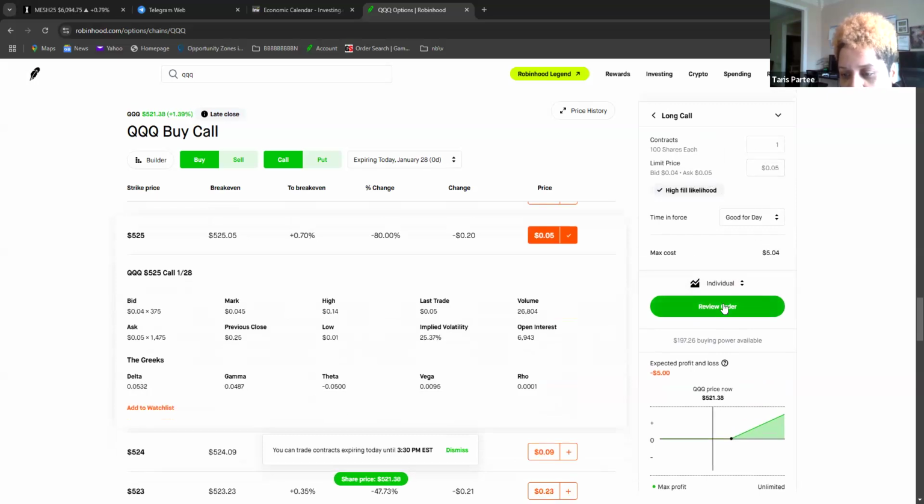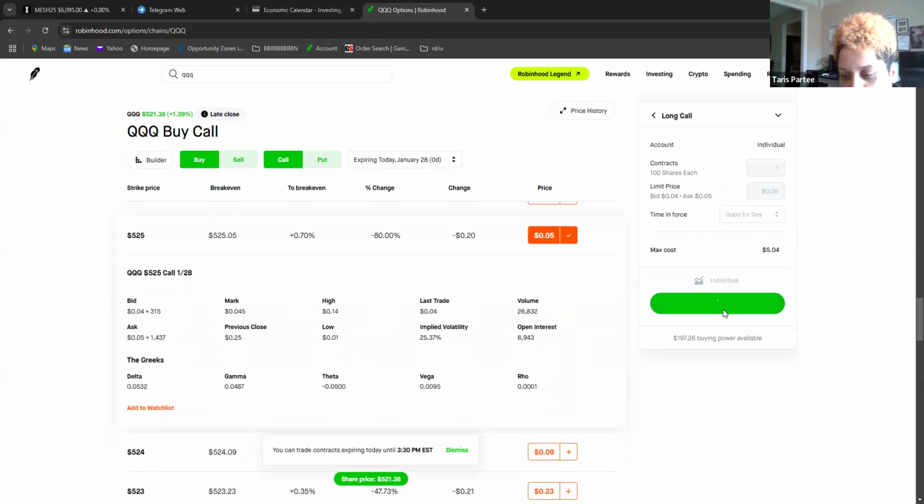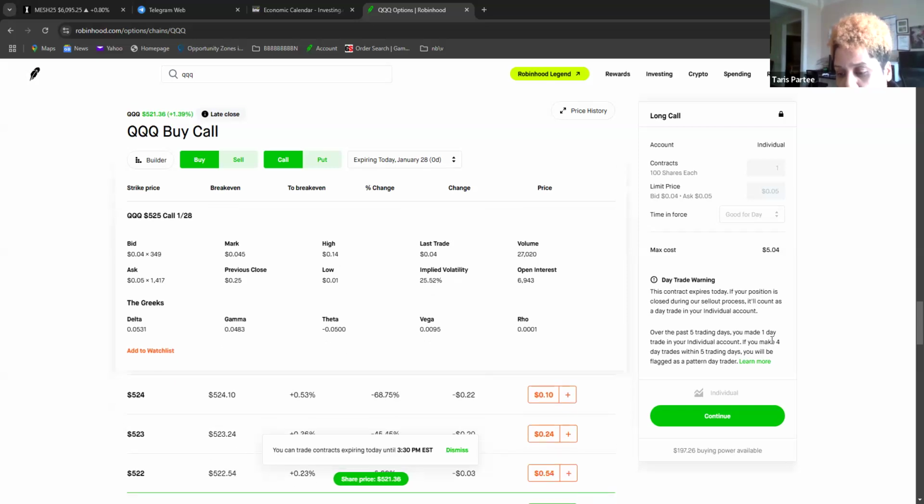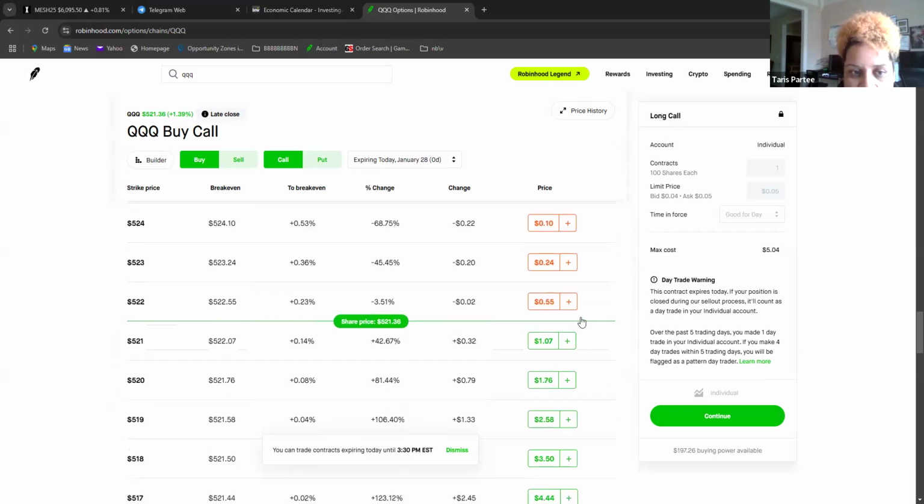So you're gonna review that order. It's telling me I got a day trading warning. It's gonna tell you that over the past 5 days, you made 1 day trade in your individual account. If you make 4 day trades within 5 days, so it's really 3, when you make that 4th trade, that's when they're gonna flag you. And then I just hit continue, and then I will be in that trade. I'm not gonna take that trade because it is lousy.